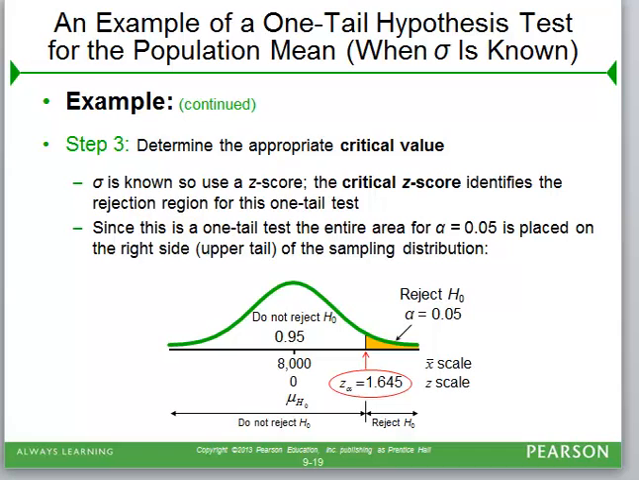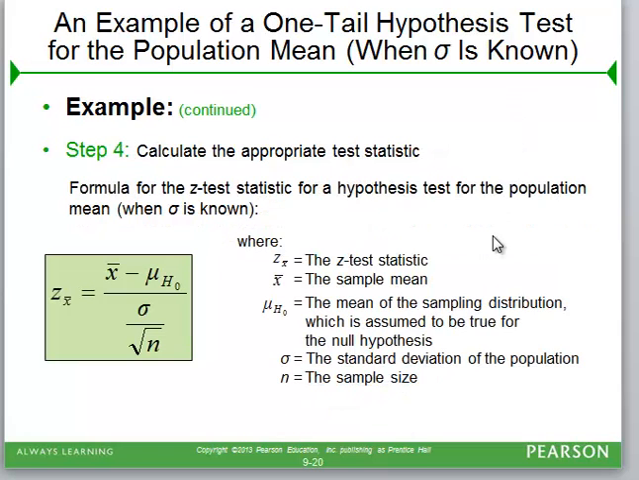Step 4 is to compute the test statistic. For step 4, we're going to find the z value for the sample mean, using this formula. The z-score for the sample mean is the sample mean minus the population mean, or the mean in the statement, divided by the standard deviation of the sample. Remember, the standard deviation of the sample equals the population standard deviation divided by the square root of n, the sample size.